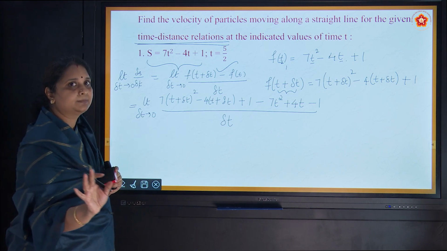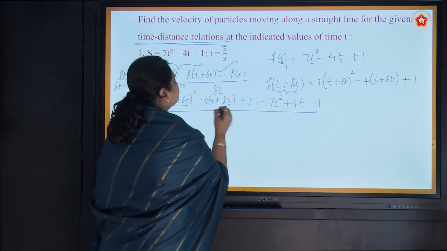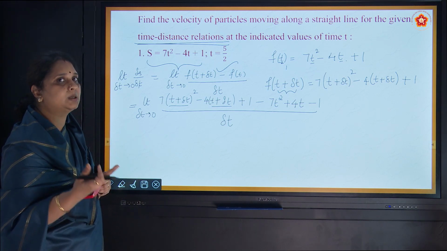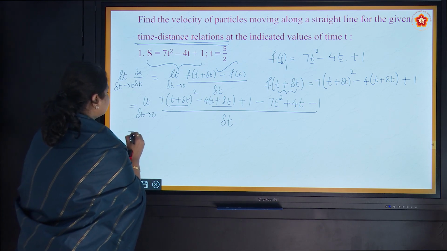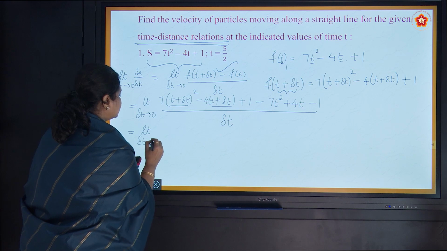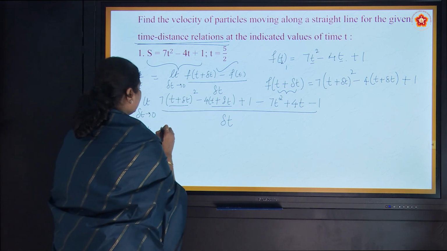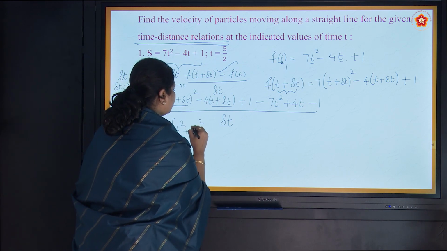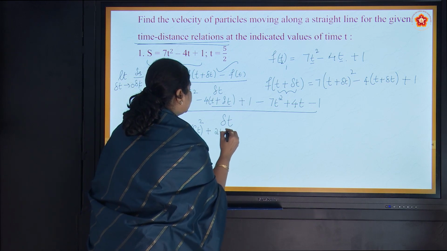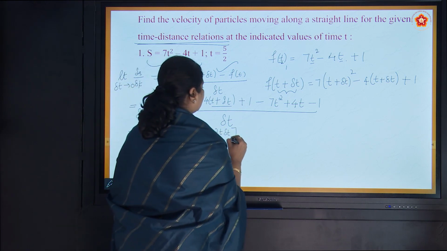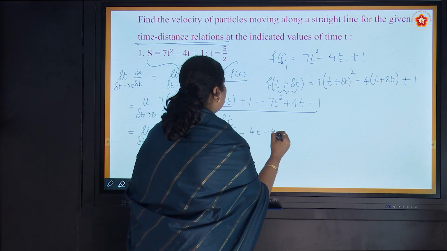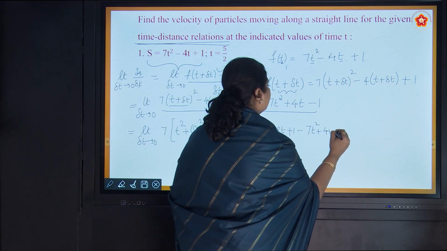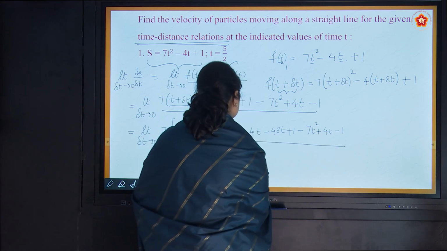Now how do I evaluate this? I need to simplify it. How do I simplify? I'm able to see identities. Let me open it up, simplify, cancel out the like terms and see what I get. So this is equal to limit delta t tends to 0. This is a plus b the whole square. So 7 into t square plus delta t square plus 2 into t into delta t, minus 4t minus 4 delta t plus 1 minus 7t square plus 4t minus 1, divided by delta t.